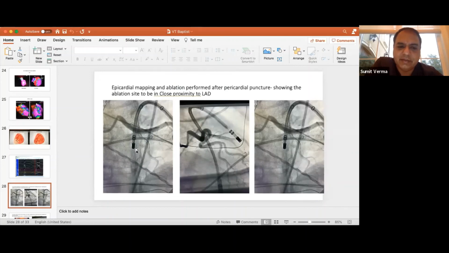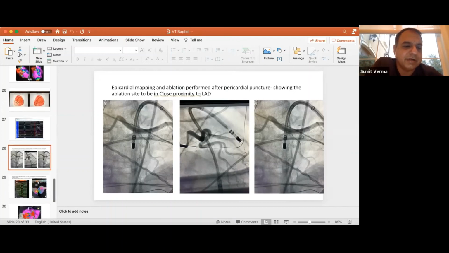So, an example of epicardial mapping and ablation, and there's always coronary arteries in the way for some reason. People have debated how far you can be before you can successfully ablate. I think most people agree you have to be at least one catheter tip away, the catheter tip being 5 millimeters. So you have to be at least 5 millimeters away from the coronary.